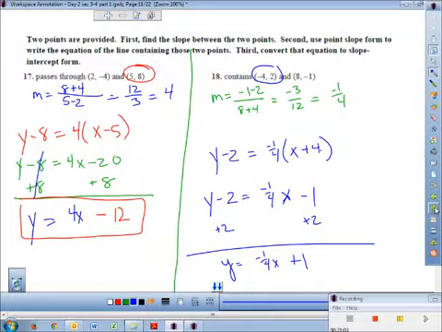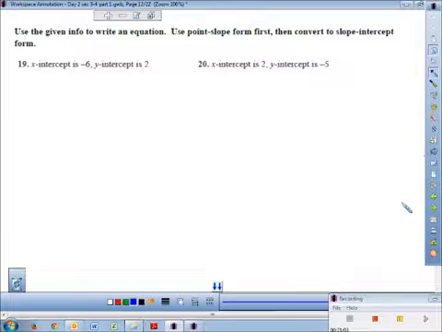So on to the next page. Here they give you like secret ordered pairs. They say here's an x-intercept, here's a y-intercept.